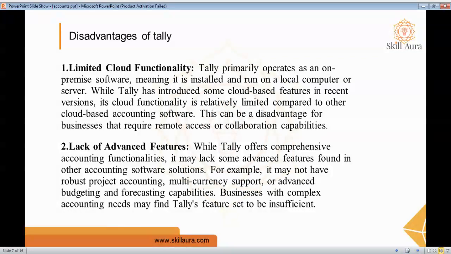And the next topic is disadvantages of Tally. What are the disadvantages of Tally? The first one is limited cloud functionality. Limited cloud functionality means Tally primarily operates as an on-premise software, which means it is installed and run on a local computer or a server.